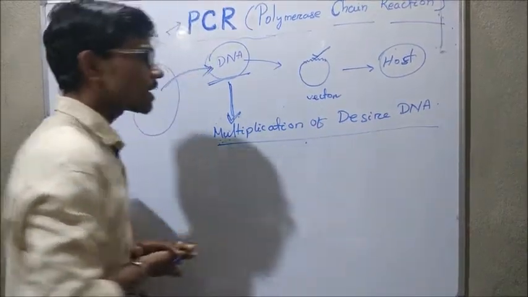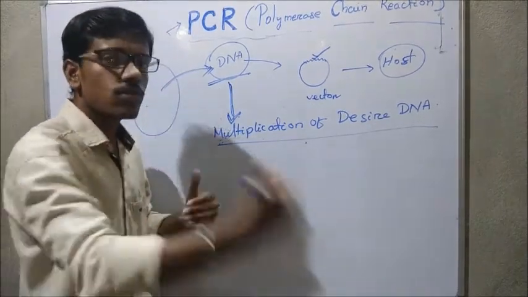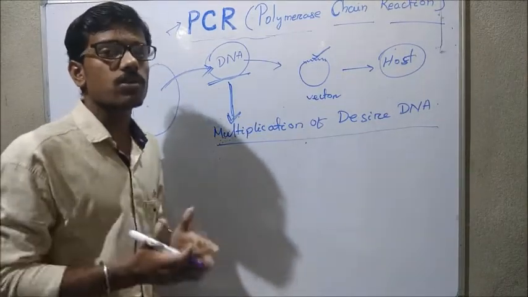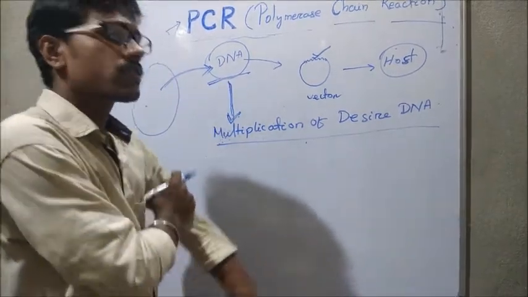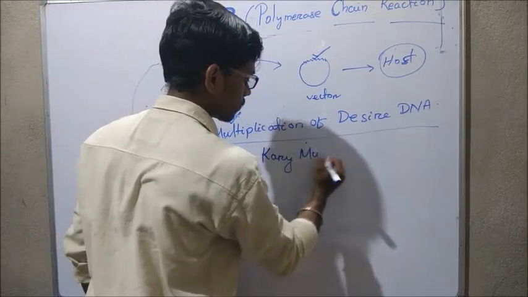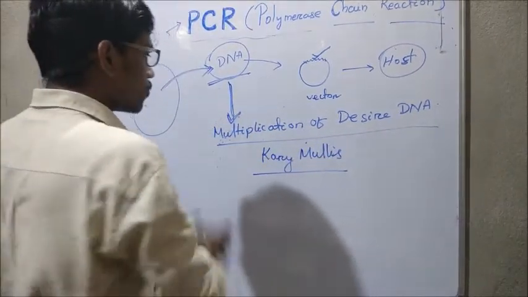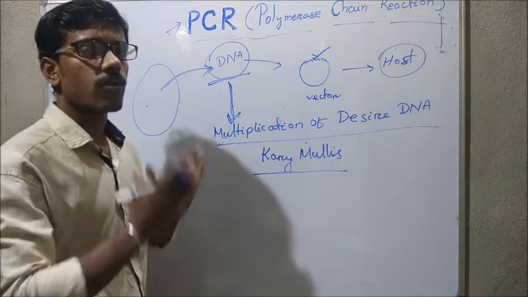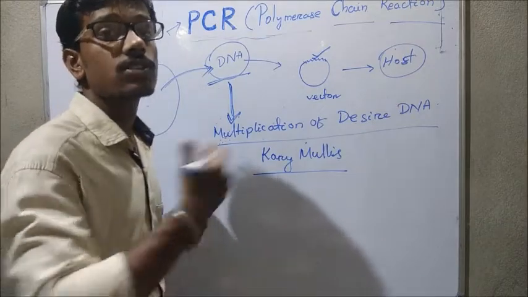As we know, in the case of DNA replication there is also multiplication of DNA. When DNA undergoes replication, there will be formation of a number of copies of DNA. First of all, this PCR was discovered by the scientist Kary Mullis. He got the Nobel Prize for his discovery. The same thing will occur in the case of PCR, but here it is in a faster way.